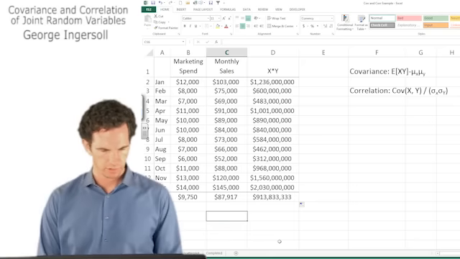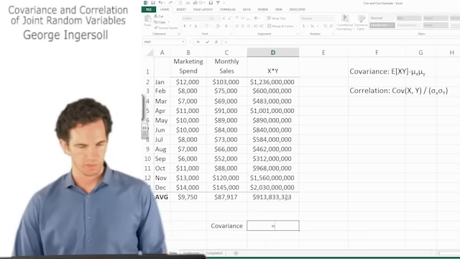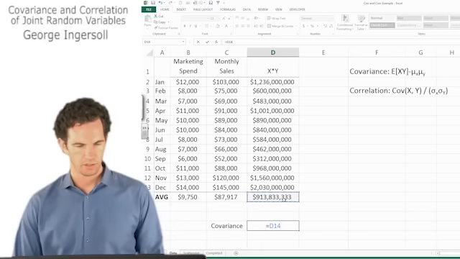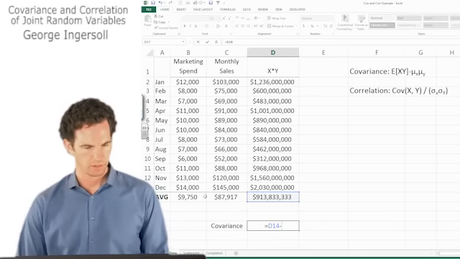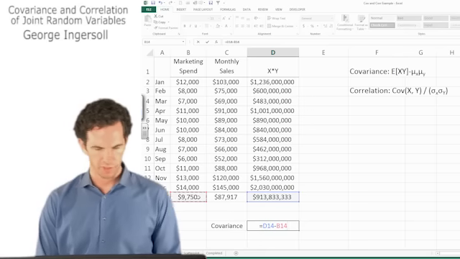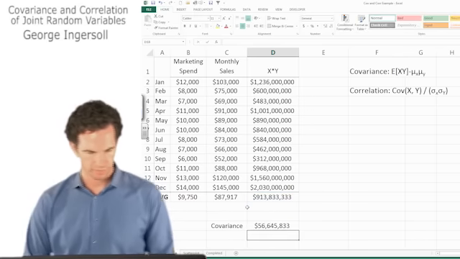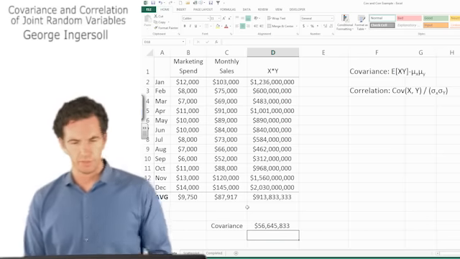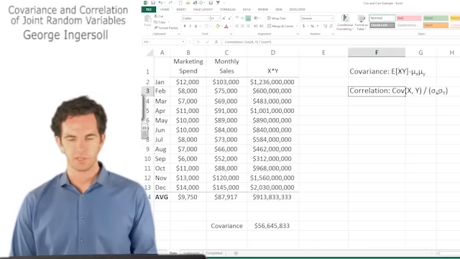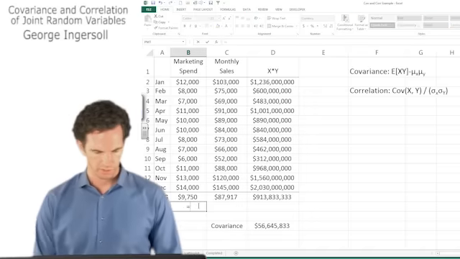And so now I should be able to figure out my covariance. So go down here, write covariance. And this is going to be equal to my expected value of x times y minus the average for my marketing spend times the average for my monthly sales. That's my covariance. Now we need to figure out what the correlation is going to be. For correlation, we're actually going to need standard deviations. So let's figure out what those are going to be.